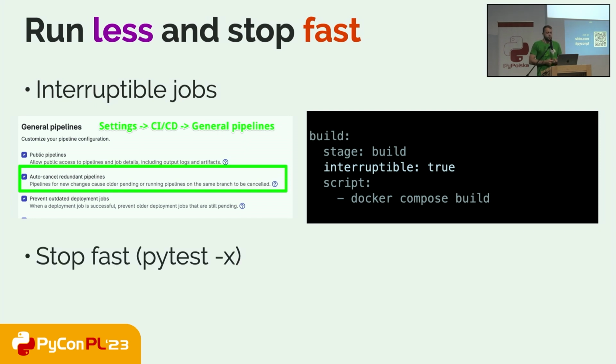Another thing is to stop tasks in your jobs when it doesn't make sense to continue running them anymore. For example, if your full test suite takes half an hour to finish, but the first test already failed, what's the point in waiting for all the other tests to finish? Because you will have to rerun those tests locally anyway, so you can, again, save some time and just fail the pipeline as soon as the first test fails with the PyTest -x option.